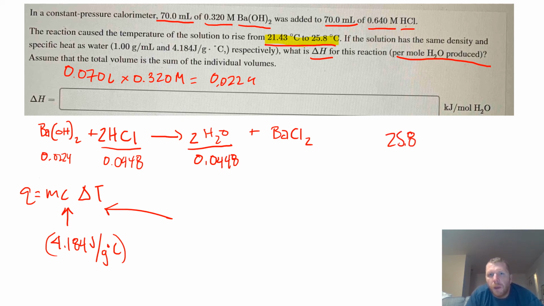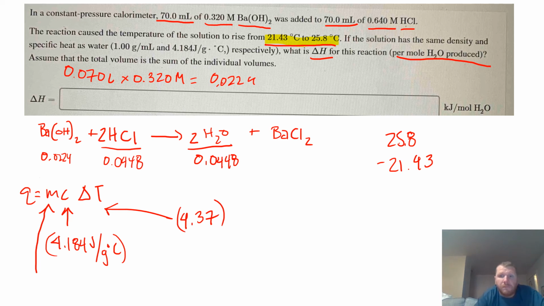My change of temperature is 25.8 minus 21.43. Okay, I've got my calculator right here. I'm going to plug that in. 25.8 minus 21.43 equals 4.37. Okay, so I have a change in temperature of 4.37 degrees. Now the last thing that I need to know is my M value. That's going to be my mass.